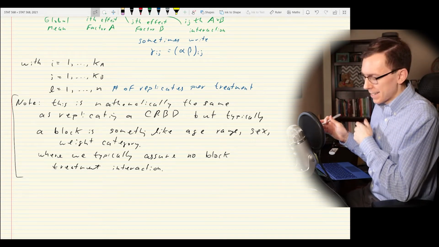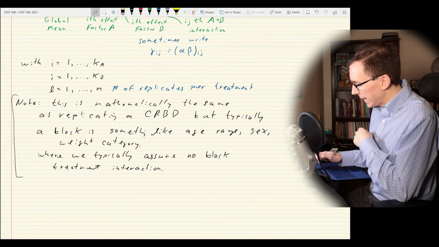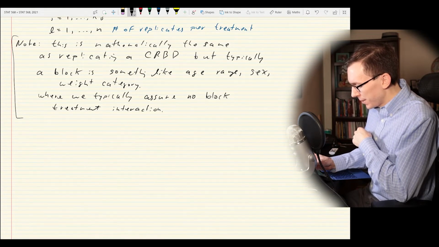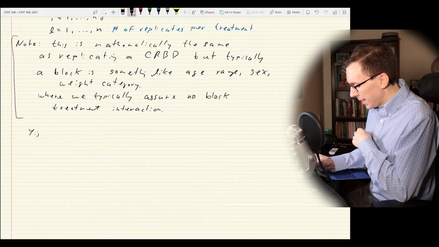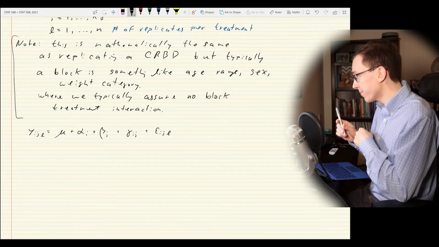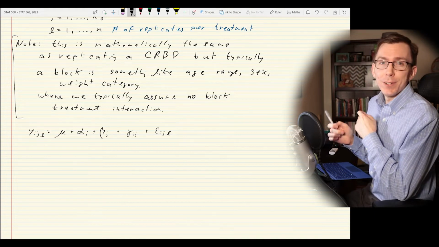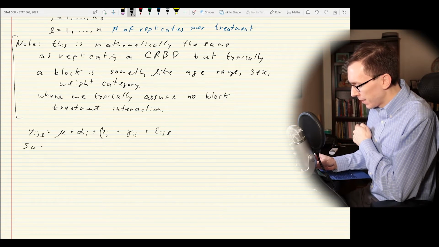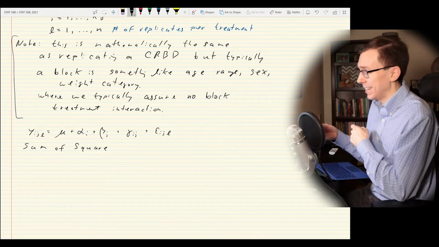Now, when we consider such a model, let me write it again because it's now fallen off the top of the page. Just to write it out again, we have something that looks like mu, alpha i, beta j, the interaction term gamma ij, and epsilon ijl for the noise. Now, once again, what we do is a sum of squares decomposition, and the sum of squares decomposition is going to allow us to do our statistical hypothesis testing with the F-test.